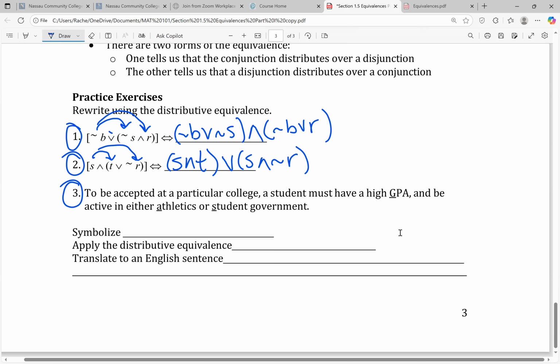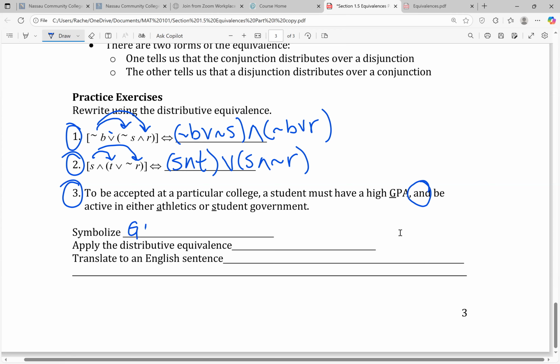So let's symbolize this. We have 3 different simple statements here. A student must have a high GPA, must be active in athletics. So the high GPA we'll use G, be active in either athletics, which is A, or active in student government, and we'll use S. So to symbolize this, look where the commas are. You see how it says a student must have a high GPA, comma. So that's going to be G.